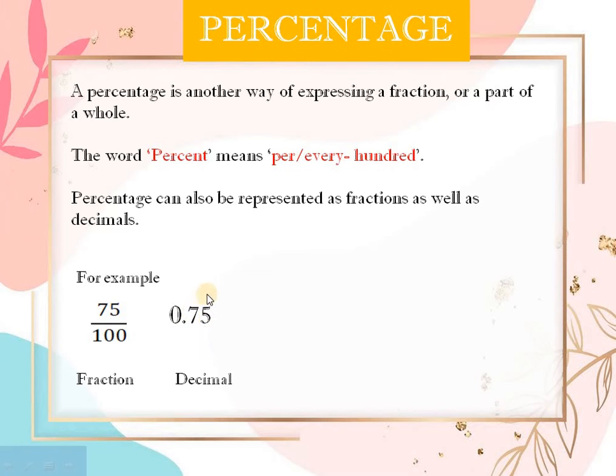So 0.75. Next you have percentage. This 75 over 100 represents the percent, out of every 100 parts. So we are going to consider only the numerator part when we talk about percentage. So this is 75%. This is the sign of percentage. The symbol of percentage is like this.